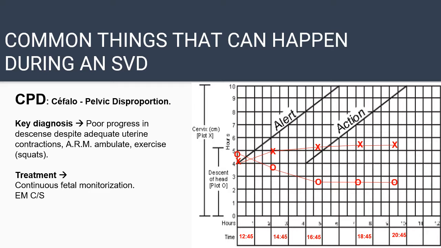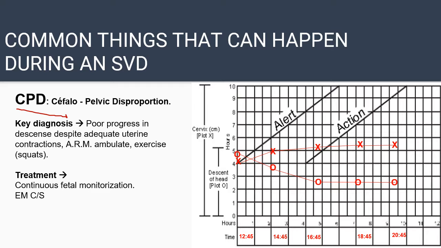The second common thing that can happen during an SVD is cephalopelvic disproportion. Cephalopelvic disproportion, as I said to you recently, is when the fetal head is bigger than the pelvis. Maybe the fetal head is not too big, but the pelvis is too small, or it happens the opposite. For example, the fetal head is very big in a macrosomia, and the pelvis is normal. So this diagnosis is very relative, but to diagnose this, you need to rule out other things.